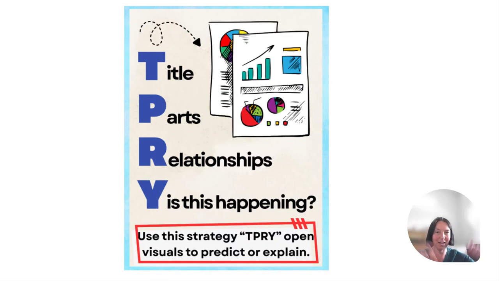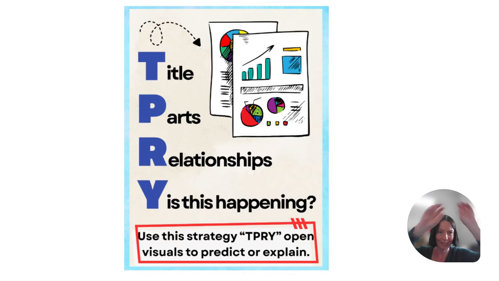So T is for title. Title could be up here, could also be down here, could be up here. Check one more time, could be down here. Parts could be anywhere, little parts, big parts, sideways parts. Maybe if it's a graph and I'm looking at an axis. Relationships are arrows. So we're going to do a lot of arrows. And then we ask ourselves why this is happening.